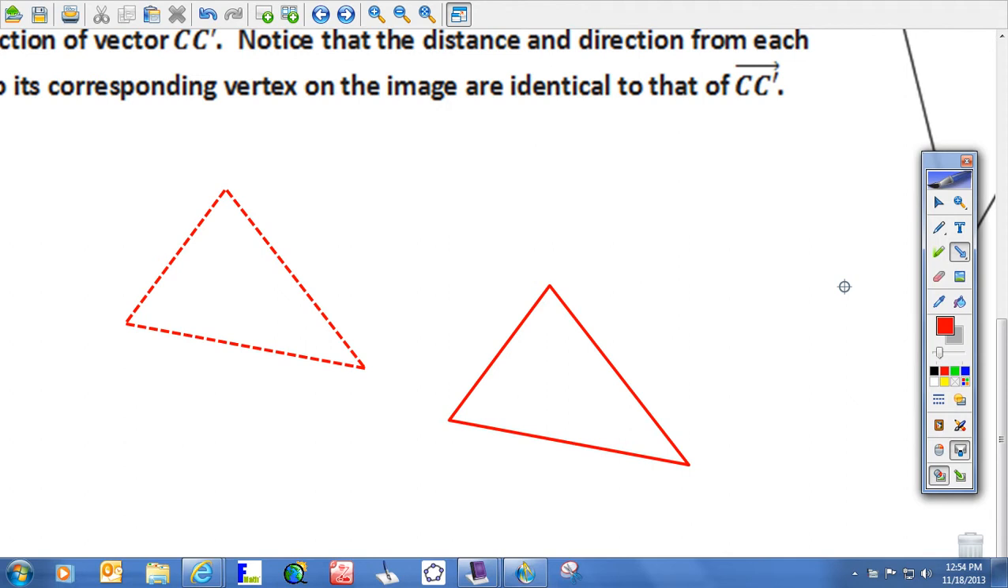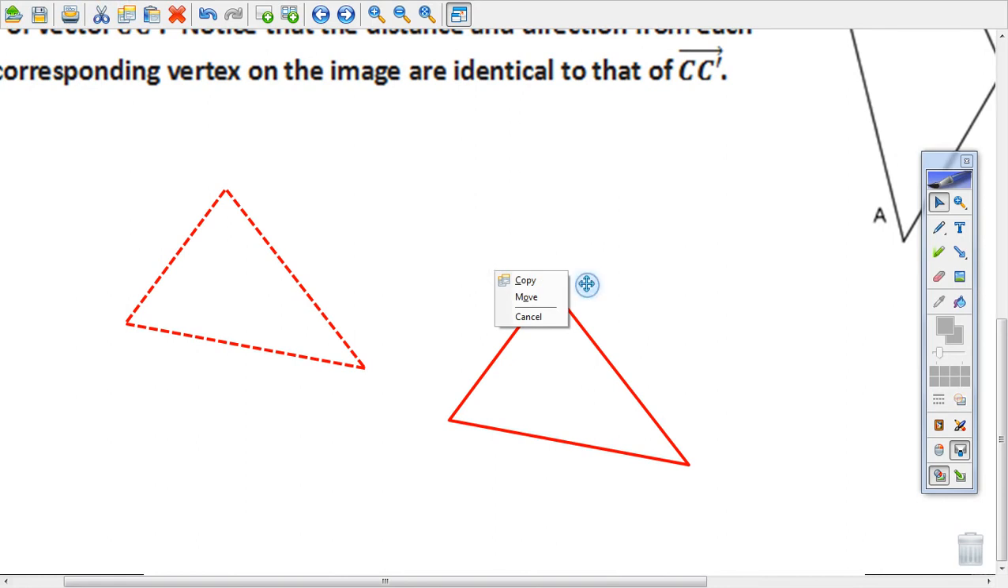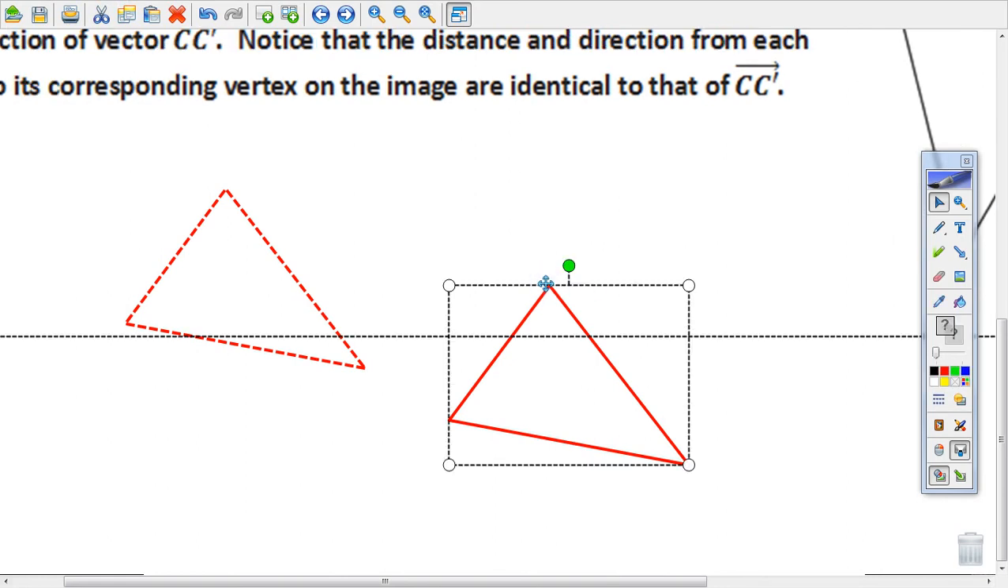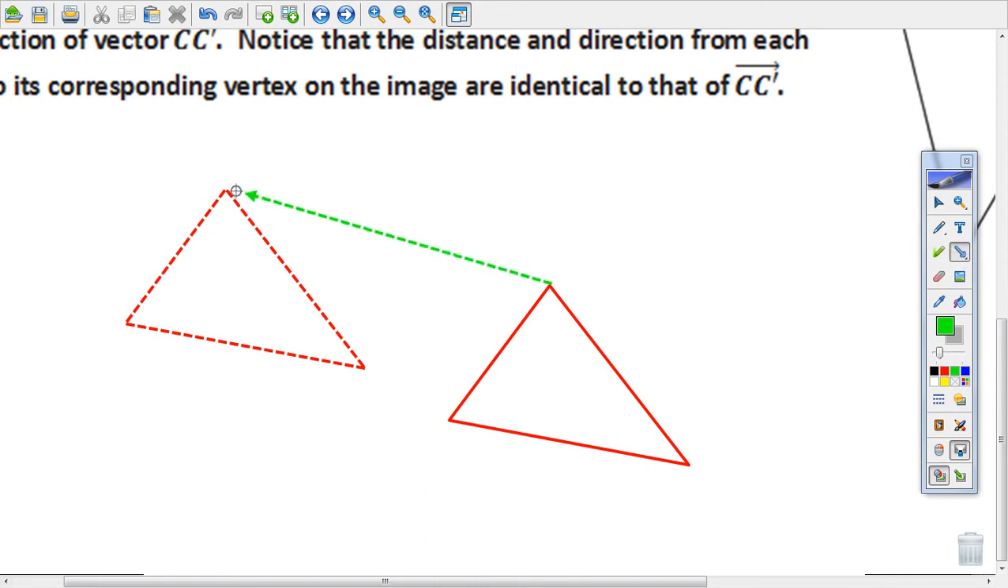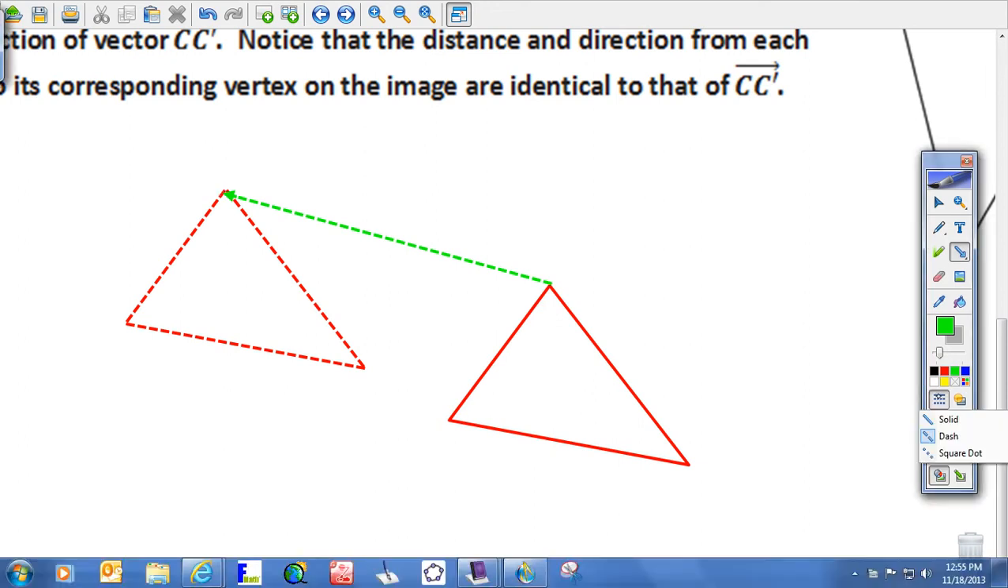How many different vertices do I have in the pre-image? 3. That's a triangle. I can pick any vertex that I want. So say that I pick the top vertex in the pre-image. Where does this vertex end up in the image? Right next to it. Right there? So this is the vector that tells me not only how far, like how long each movement is, but also in which direction it's headed.